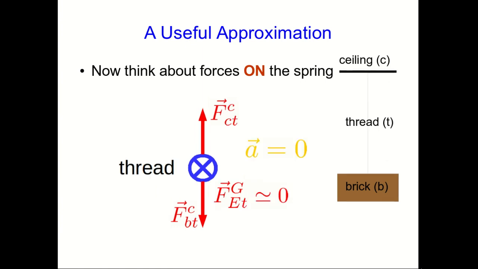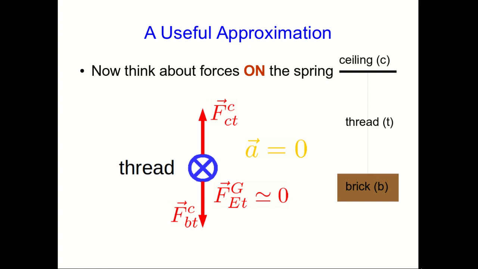If we take that to an extreme and find a very strong thread that'll support the brick, now, compared to the forces exerted by the ceiling and the brick, the gravitational force on this thread should be negligible. But if it's still in equilibrium, that means that the magnitudes of the force due to the ceiling and the brick should be very nearly the same.